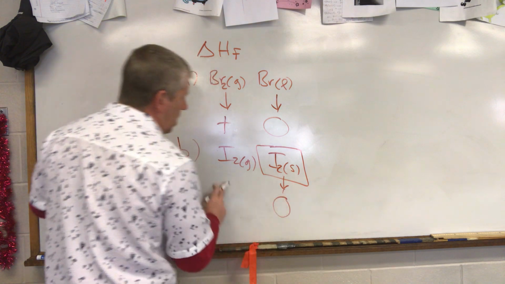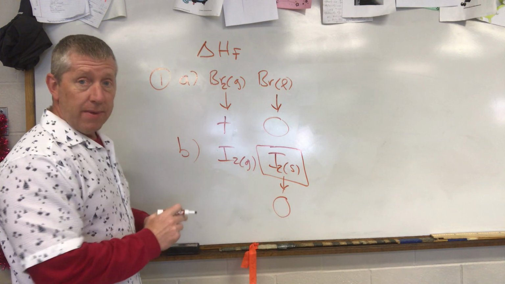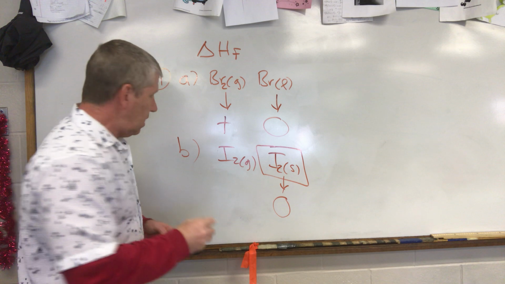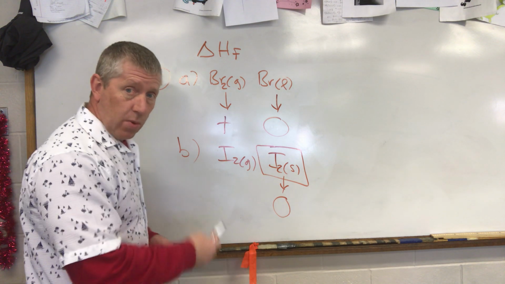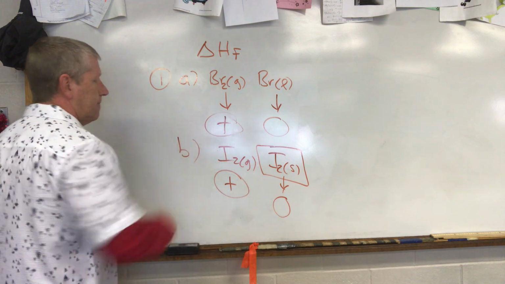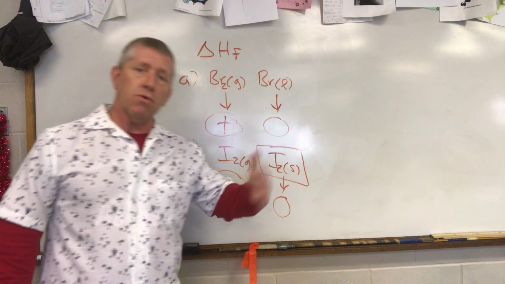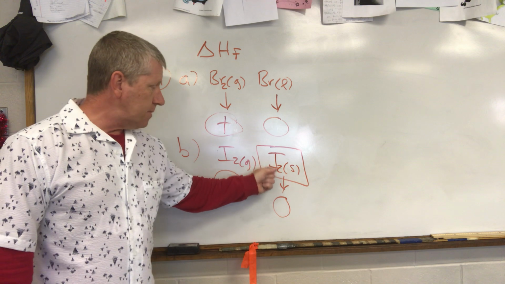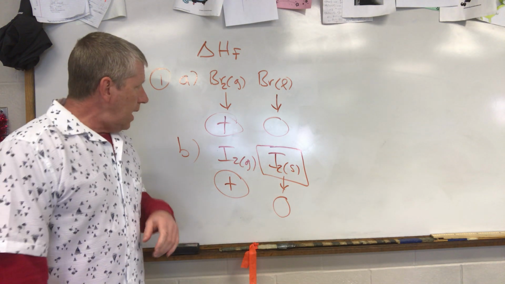This one gets the 0. Iodine gas. Iodine is not a gas under standard conditions. It's 25 degrees and 1 atmosphere. It's a solid. So that means this one is going to get a value that's going to be greater than 0. And how are these values determined?